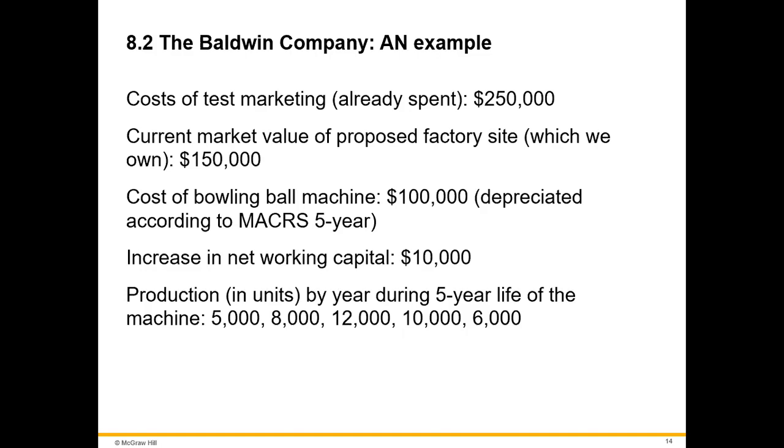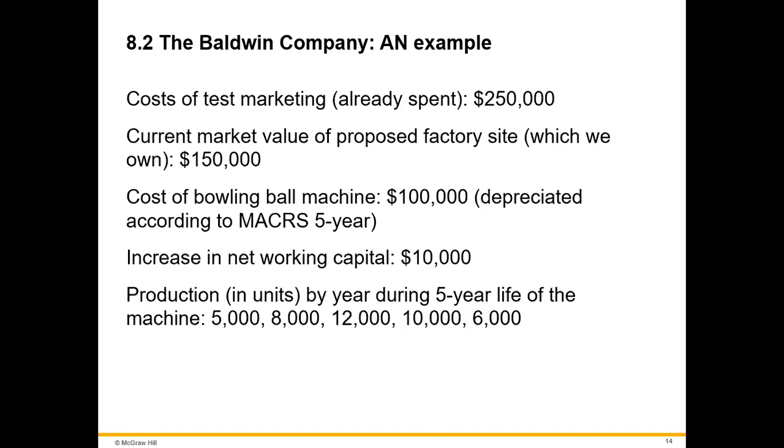So they're considering investing in a machine that cost $150,000. No, I'm sorry, I read the wrong thing. The bowling ball machine will cost $100,000. They were going to sell and could sell the building, which they were going to make the bowling balls in, for $150,000. And they own that with no debt on it, meaning they own it 100%. It goes on to say that the increase in net working capital for time zero would be $10,000. So they would have an additional $10,000 in current assets.